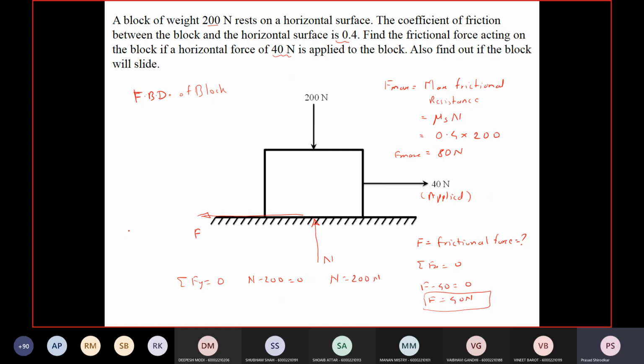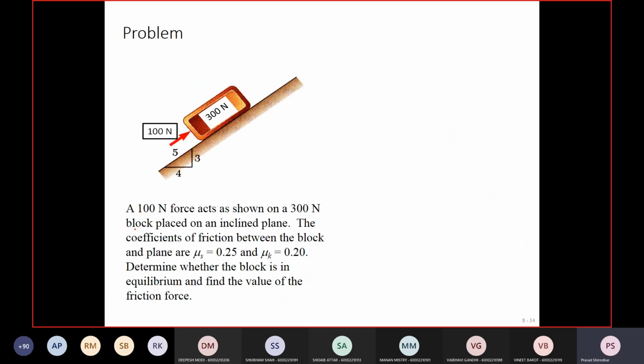All right, let's continue to the next question. So slightly more complex situation, not too complex. A 100 Newton force acts as shown on a 300 Newton block placed on an inclined plane. The coefficients of friction between the block and the plane are given as mu static is 0.25, mu kinetic is 0.2. Determine whether the block is in equilibrium and find the value of the frictional force.